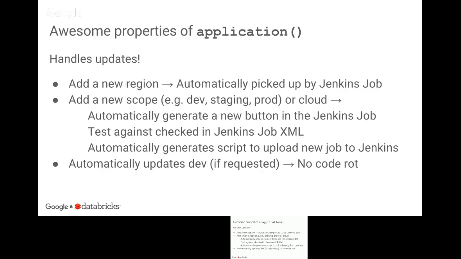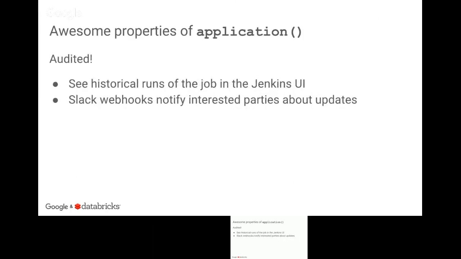If you add a new scope, dev, staging, and prod, or cloud, like I said, we'll automatically generate a new input in Jenkins. We'll make sure that new job is tested properly, and we'll generate the script to upload it really easily. And then we can also automatically update dev, so there's no code rot. That's a little thing, but it adds up in the long run. It's audited, which is really cool. You can see historical or current runs in the Jenkins job UI. And with the Slack integration, it also pushes out notifications to our team so that everyone finds out if there's an update happening.